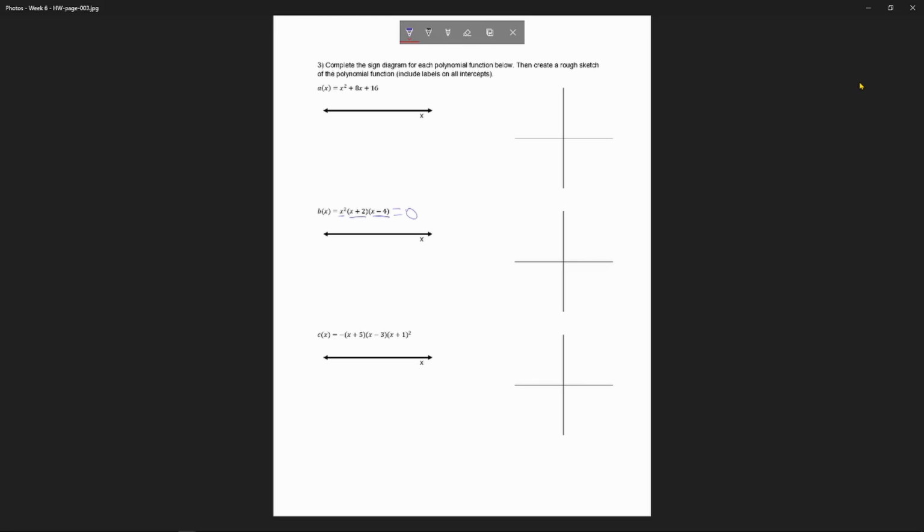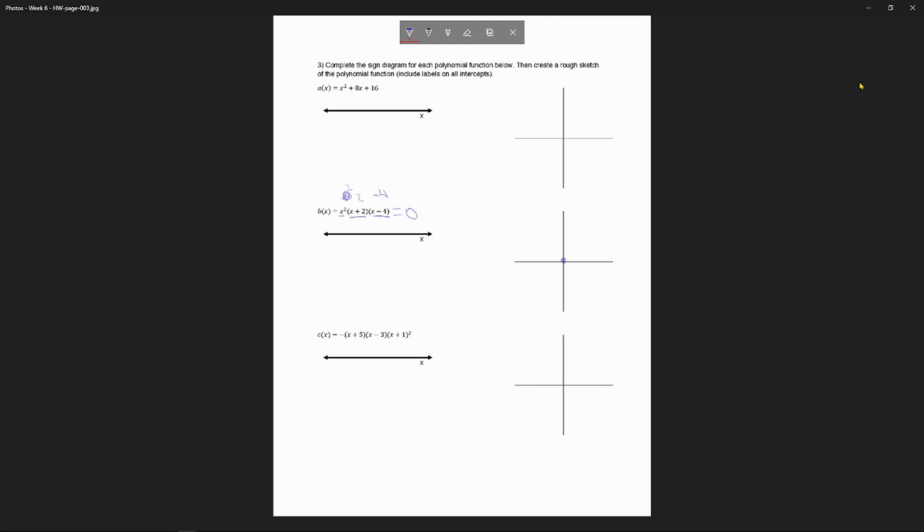So if any of these terms equals 0, then the whole thing becomes 0, right? So if we plug in a 0 here, then we'll get 0 squared, we'll get 2 here, and we'll get a negative 4 here. But because 0 squared is just 0, this whole thing will be 0. So we can put our first dot here, our first point at 0, 0.